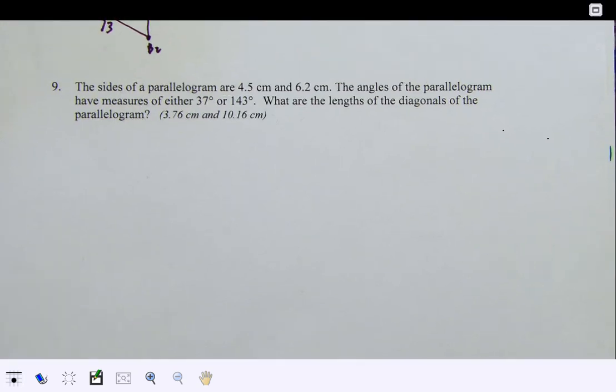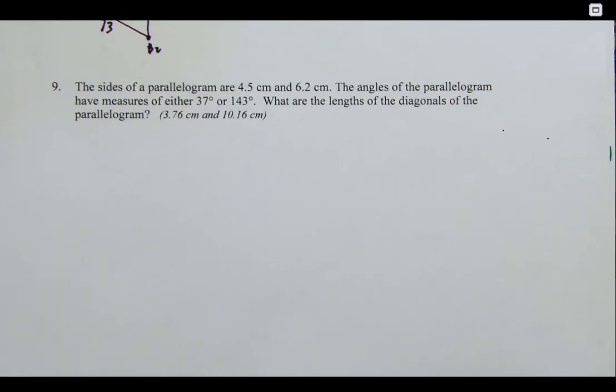All right, so the sides of a parallelogram are 4.5 centimeters and 6.2 centimeters. The angles of the parallelogram have measures of either 37 or 143. What are the lengths of the diagonals of the parallelogram? Okay, all right, so this is a two-part question.